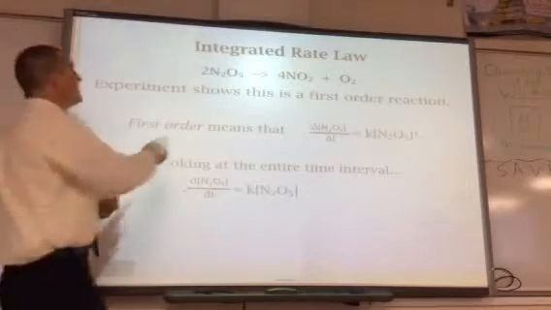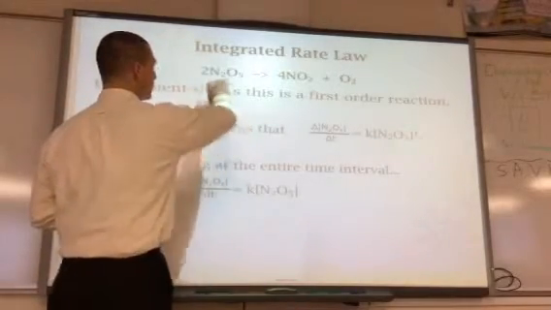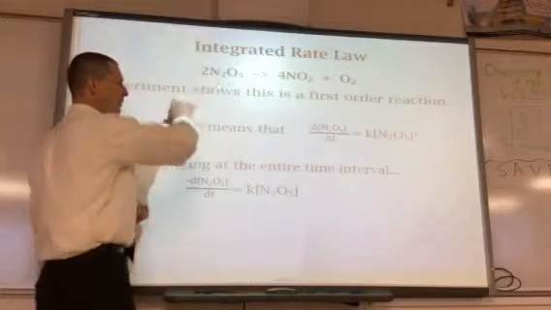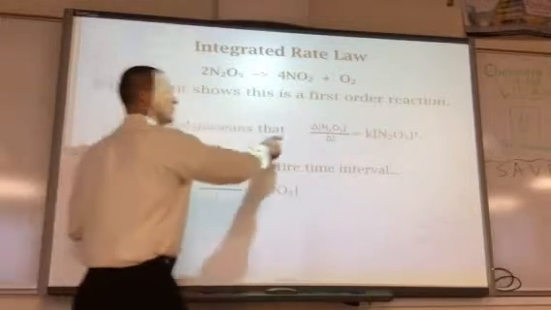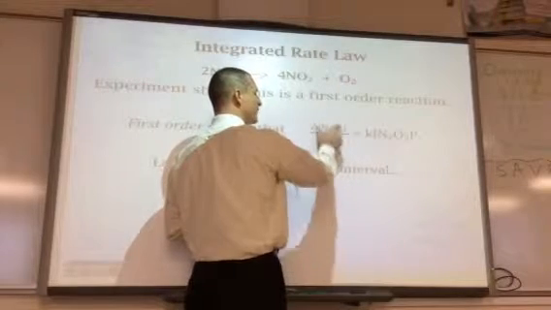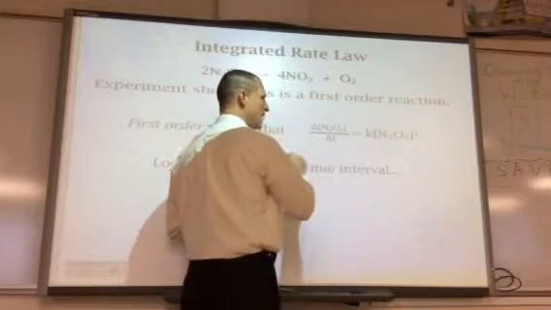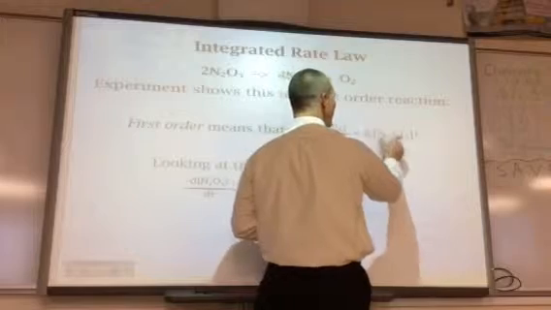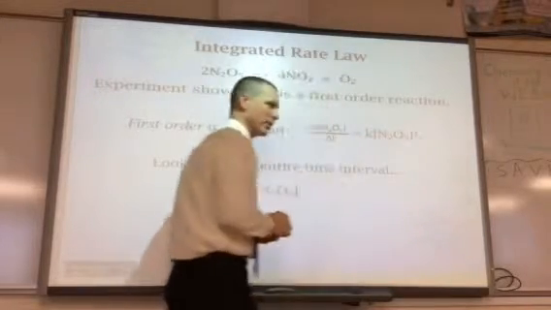Okay. So we know this is the first. Don't write this because at the top you already wrote that down. First order means that. Remember, this is how the rate is defined: the change in the concentration of the reactant over time. Since it's first order, that's K times N2O5 to the first power.